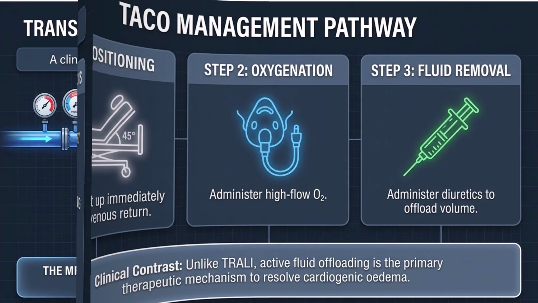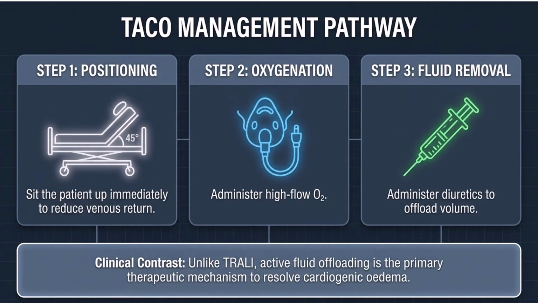Next, how we can manage TACO. First is positioning. Sit the patient bolt upright, that is 90 degrees if tolerated, immediately. This is the single most rapid intervention available. Why? What is the mechanism behind it? Sitting up reduces venous return to the heart, so it reduces the preload, which reduces the pulmonary venous pressure and gives symptom relief within minutes. It also helps with breathing mechanics, as the upright position improves diaphragmatic excursion.